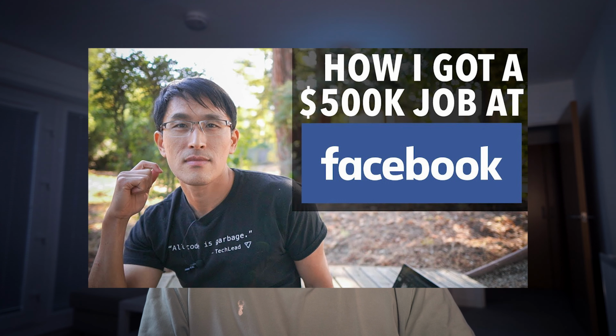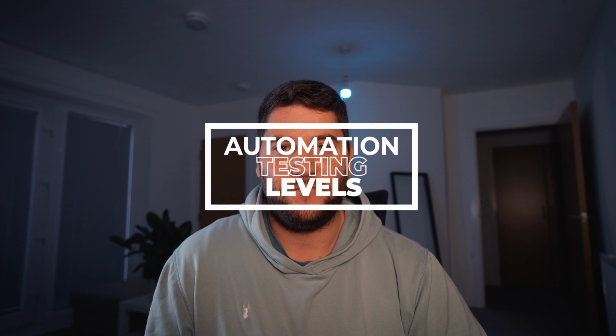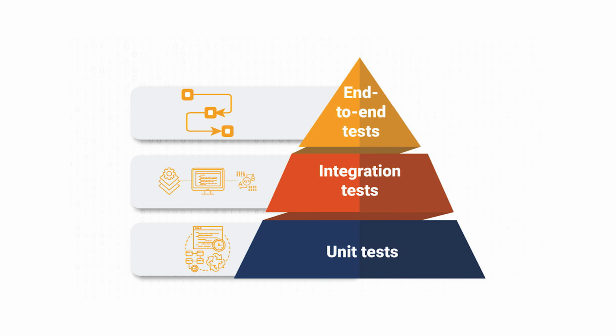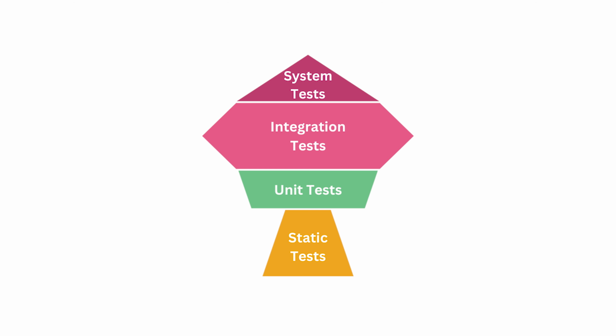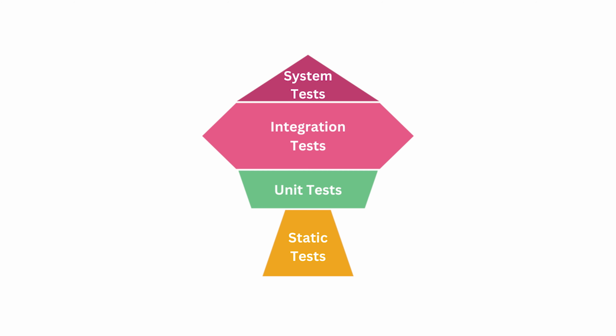Now, to secure that 500k job at Meta, you'll need to grasp the levels of automation testing. There are multiple models of the different levels of automation testing, and all of them put the emphasis on different levels. For example, the trophy model puts the emphasis on the integration level of testing, and the pyramid model puts unit testing as the foundation of the pyramid, making them the most important tests you need to write for your application. And all of them have their own separate arguments for why those are the most important tests, but I'll leave that for another video.